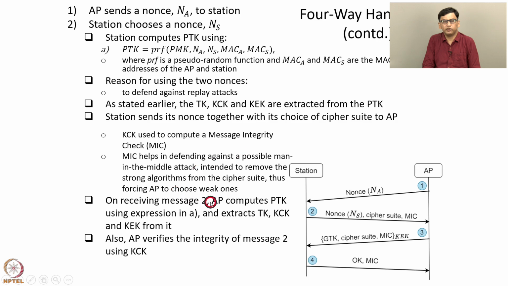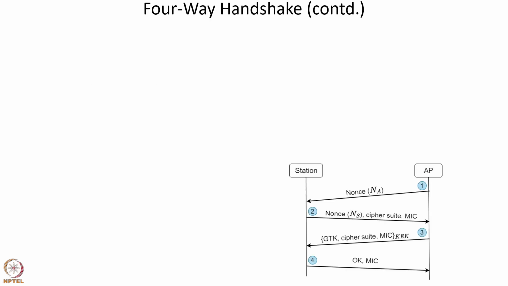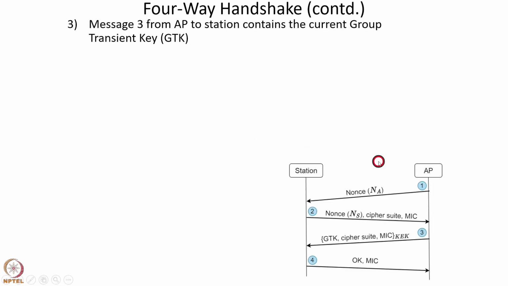Also, the access point verifies the integrity of message 2 using KCK. Since the access point knows the KCK, it can compute the same message integrity check which the station had computed and verify whether it matches with the message integrity check that the station had sent. Then message 3 is sent from the access point to the station.